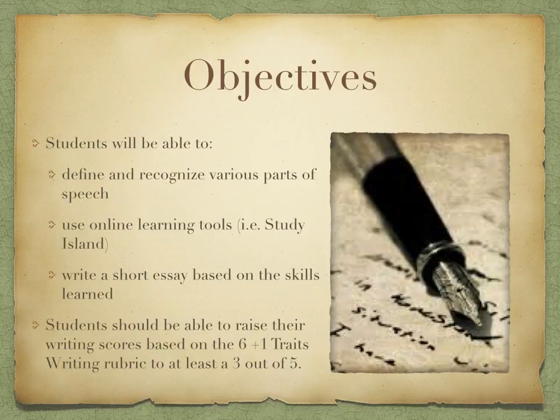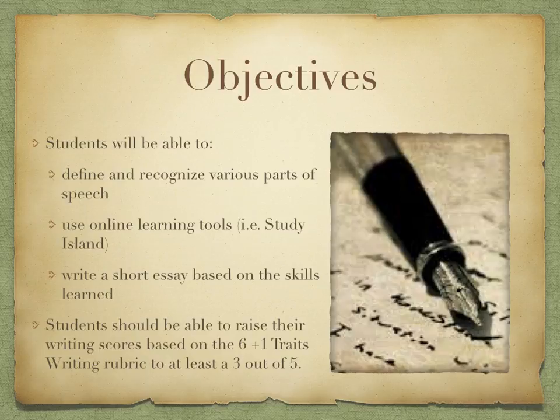So the big objective for my students was that they should be able to raise their writing scores based off of the 6+1 traits of writing. They need to be at least a 3 out of 5. Now, if you're familiar with the 6+1 traits, you know that it goes along a holistic scale. So a 5 is the best you can do, a 1 is the worst you can do, a 3, that's about average. To be able to bring my ninth graders up to that, that would be the main goal, to try to at least get a 3 out of 5. If they got a 4 out of 5 or a 5 out of 5, hey, that's even better.